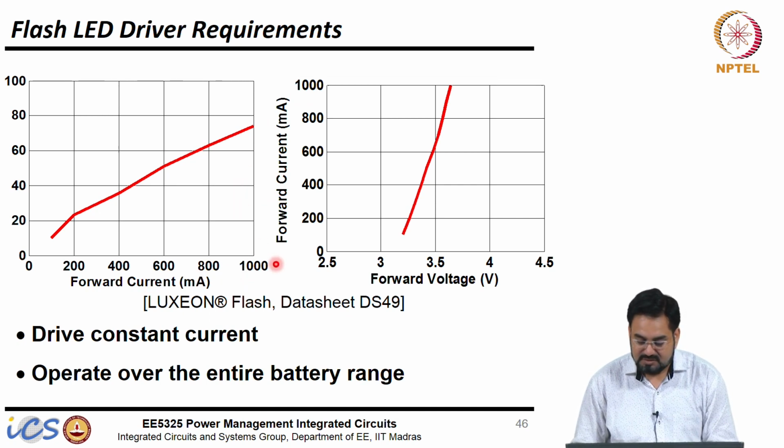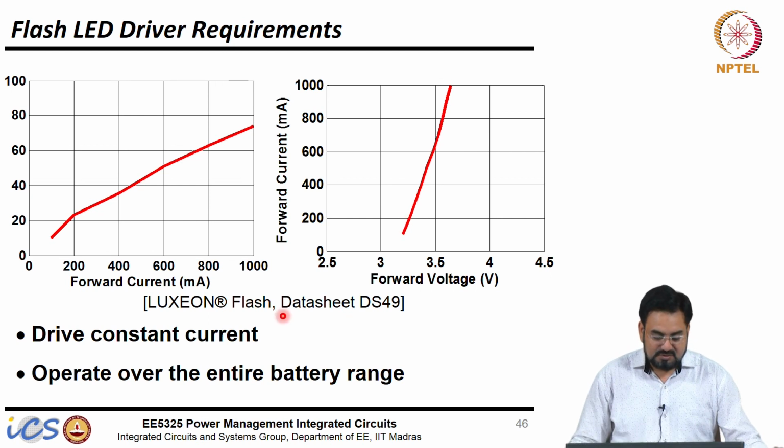And then we know that it has exponential relationship with the forward voltage. So at 1 amp forward voltage required will be more than 3.5 volt, and it could be slightly higher than 3 volt when we are below 200 milliamp or so. So it drives a constant current and operates over the entire battery range.